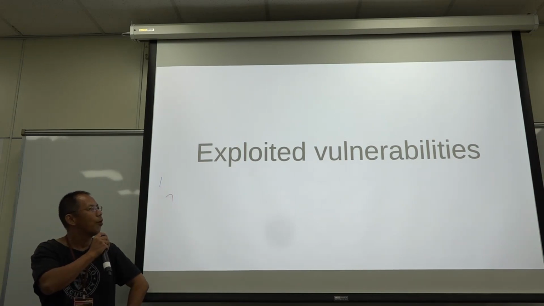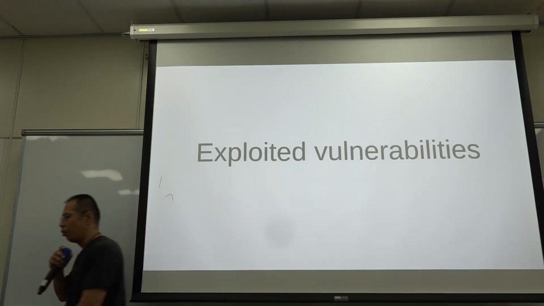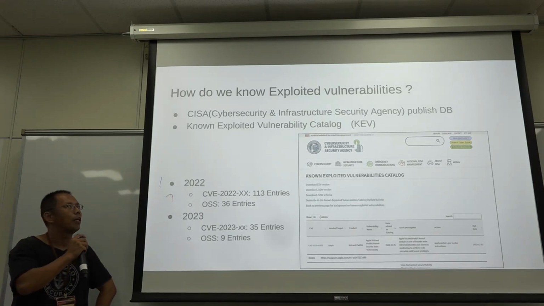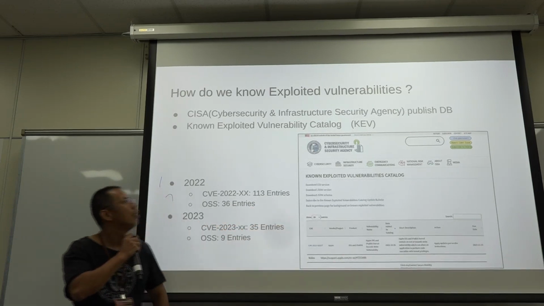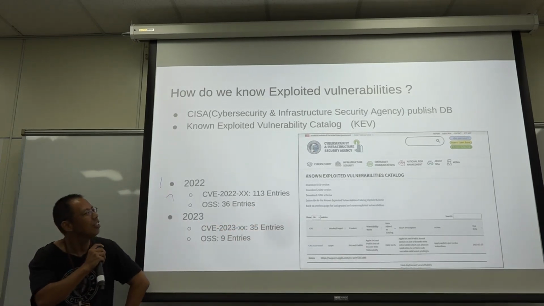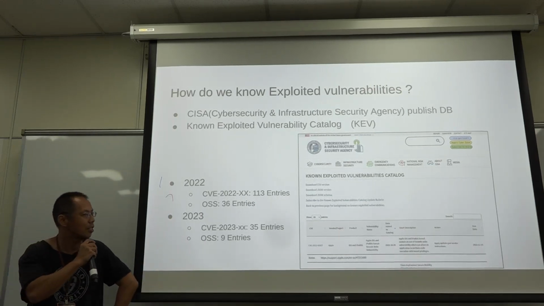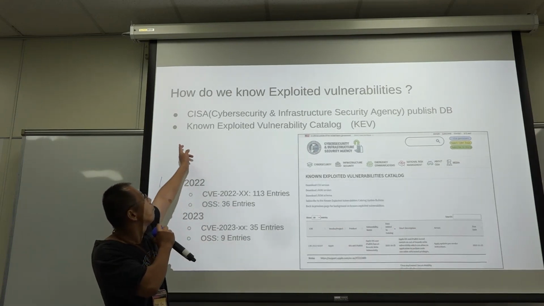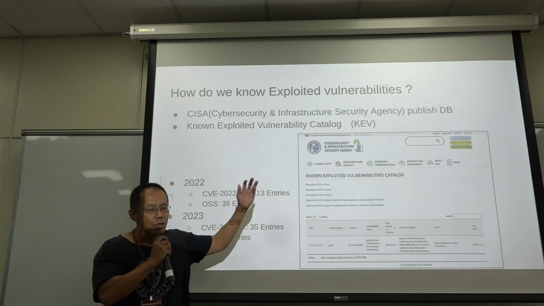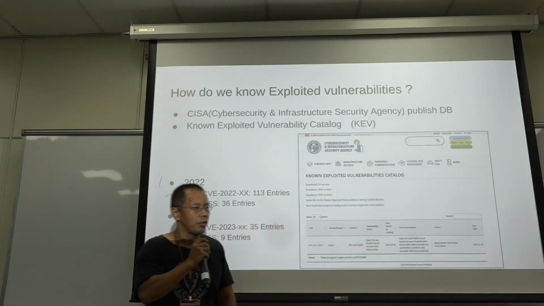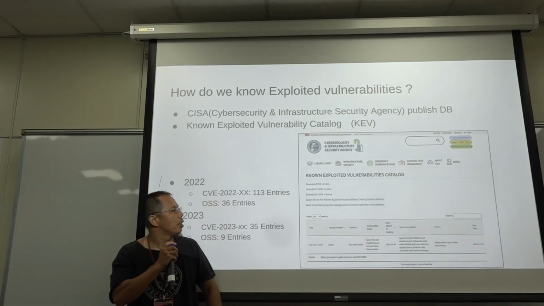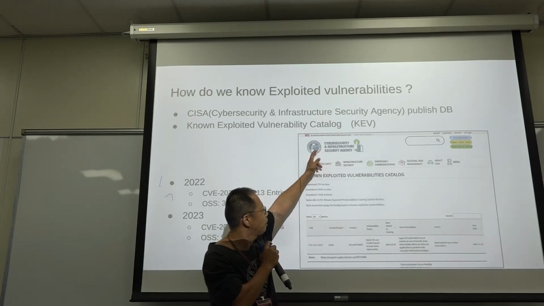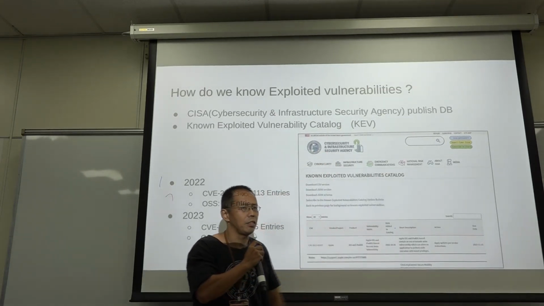Recently we need to focus more on exploited vulnerabilities. Exploited vulnerabilities is an important term. And how do you know which vulnerabilities are exploited? The famous one is CISA, the US Cybersecurity and Infrastructure Security Agency. CISA publishes this catalog database of every vulnerability used by APT threat actors, like those from Russia or North Korea. CISA puts the vulnerabilities on this database.